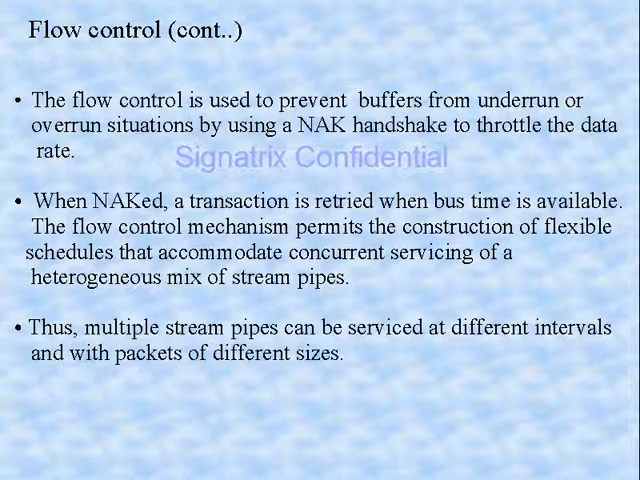Similarly, in wireless USB also, on the device side we will have so many buffers. Actually we know that endpoints are nothing but buffers, right? So if the buffer is already full, but the host side still wants to write some data, the device has to inform the host through this flow control event. It does so by using negative acknowledgement handshake signals. When a negative acknowledgement signal, NAK, is received, the transaction is retried when the bus time is available.